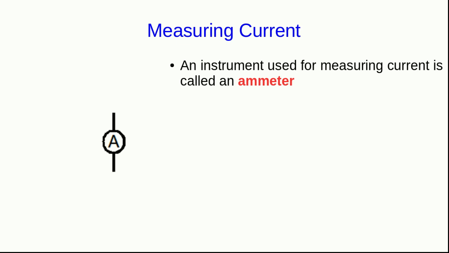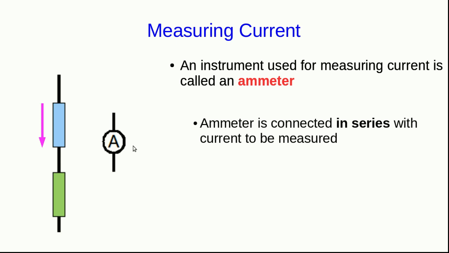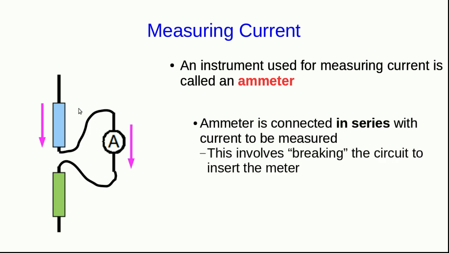On the other hand, an ammeter is rather different. An ammeter is what we use for measuring current, and so if you think about how we need to measure current, we need to make sure that the same current will go through the ammeter as there is current going through the thing that we're measuring the current through. And so we have to put the ammeter in series with the object that we're trying to measure the current through. That will always involve breaking the circuit to insert the meter.